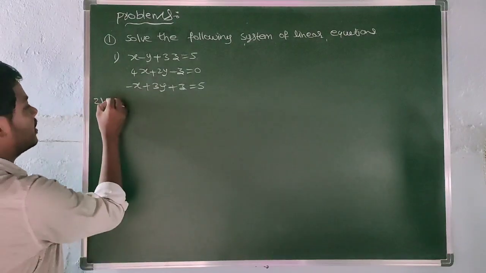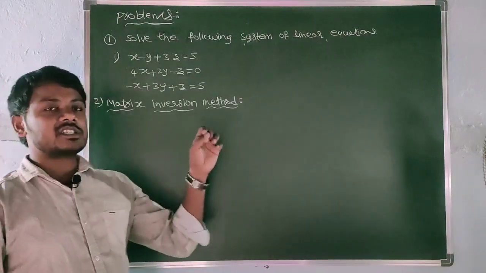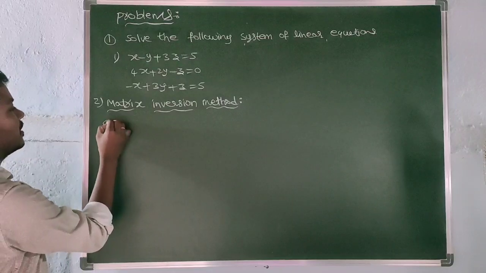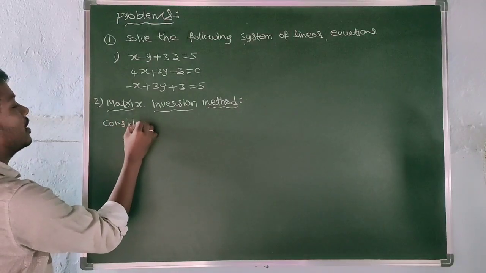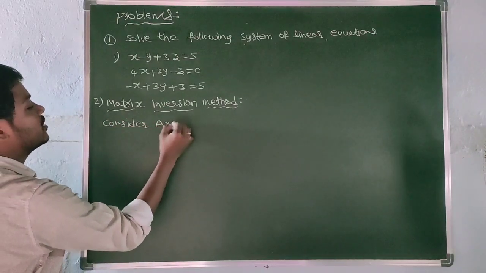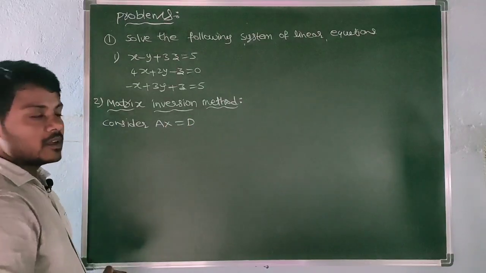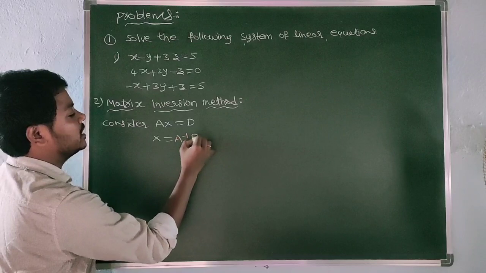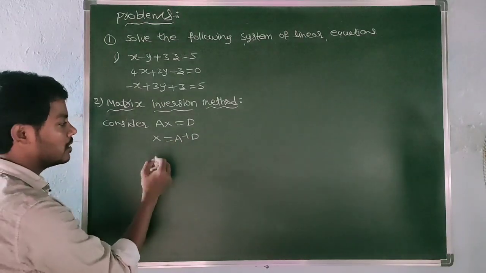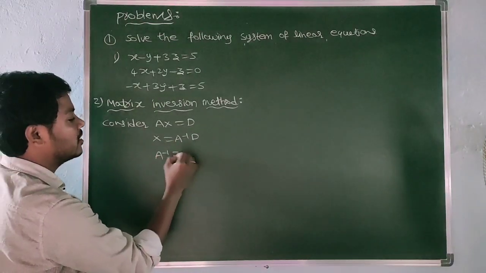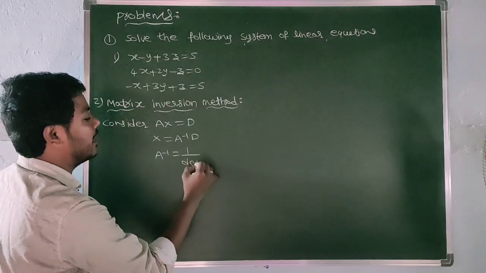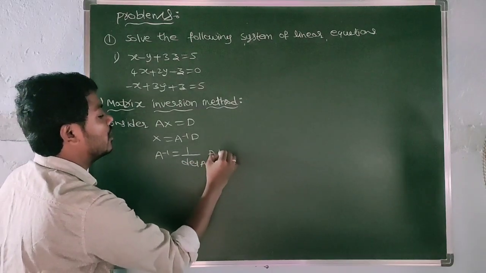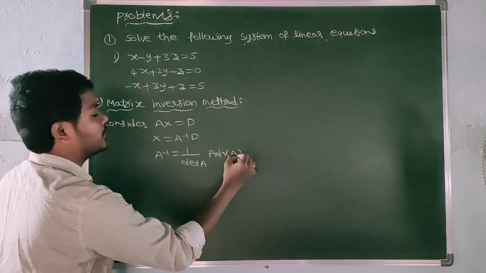Next, second one, matrix inversion method. Consider Ax is equals to D. So from this x is equals to what? A inverse into D. So what is A inverse? 1 by det A into adjoint of A.